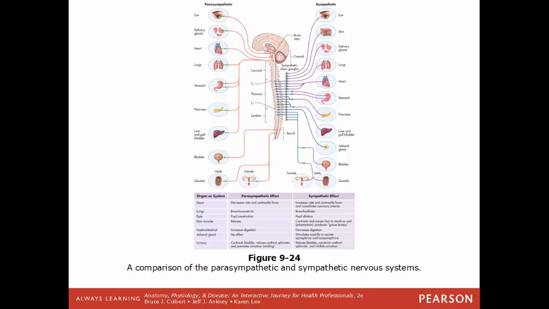Another big difference, the lengths of the preganglionic and postganglionic fibers are going to be different based on where their target organs are. Now, for example, for sympathetic, their preganglionic neurons are going to be relatively short, but really, really long postganglionic neurons. The opposite will be true for the parasympathetic. Really, really long preganglionic neurons and relatively short postganglionic neurons. And then the big difference here, the final neurotransmitter used on the target cell by the sympathetic nervous system will be norepinephrine. The final neurotransmitter that acts on the target cell for the parasympathetic will be acetylcholine.